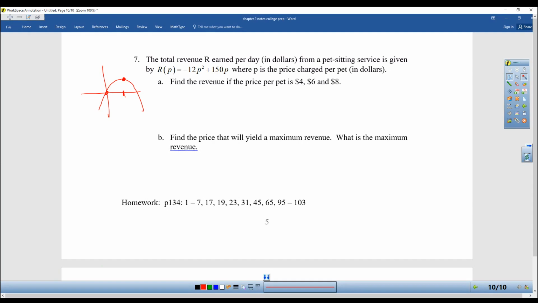So again, very real world application. They do it with phones. How much can I charge for this phone and have people keep buying, keep buying, keep buying? Eventually, if they charge too much, the revenue is going to go down. They're not going to make as much. If this is interesting to you, go into some kind of business field when you graduate.